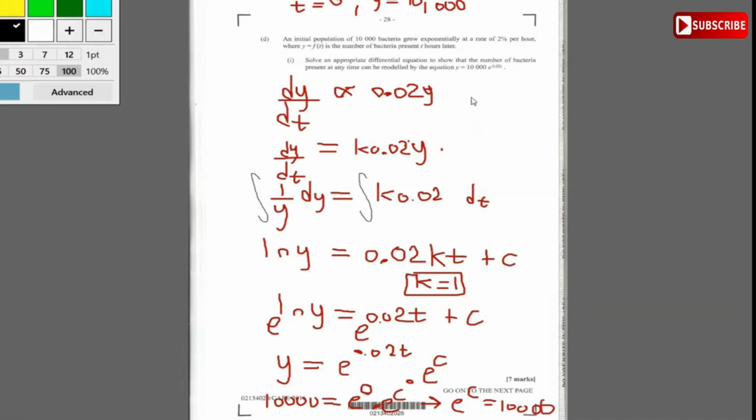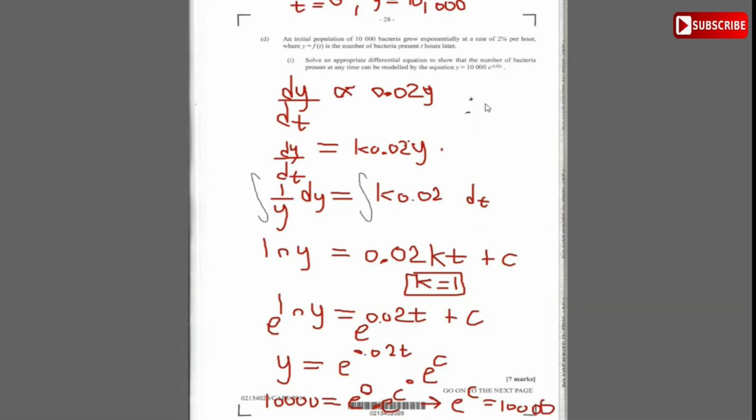And so just to write it in black now, finally, therefore, y is equal to 10,000 e to the 0.02t. Nice and easy. All right, so finished now. That's it. Nice.